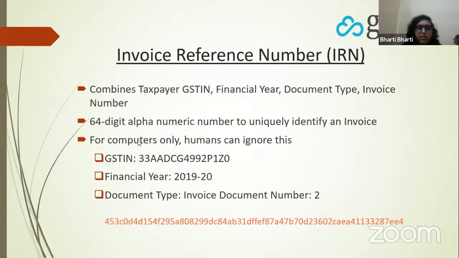For example, if your seller GST number is this, financial year 1920, and document type is invoice and number is 2, the combination of all four of these would generate this IRN.